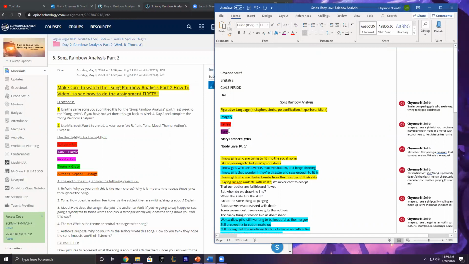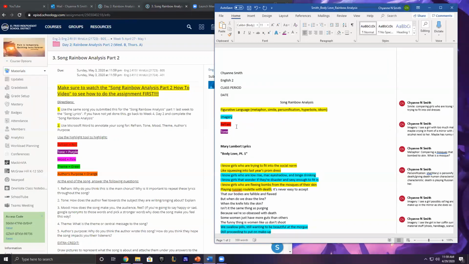Now when you highlight tone purple, you're going to have to make the text white. Otherwise, you're not going to be able to see it very well. So when you turn the text white, it helps. And then we're going to add on mood. Whoa, I'm writing in white. And then don't forget to change it back to black so that you can see. So I am doing mood. We're going to highlight mood in pink.